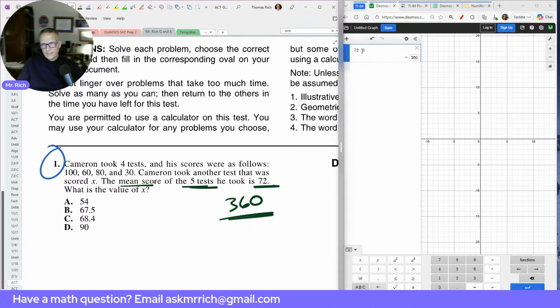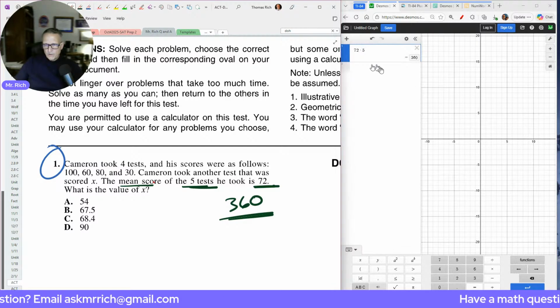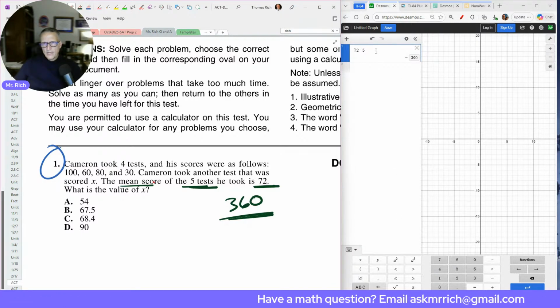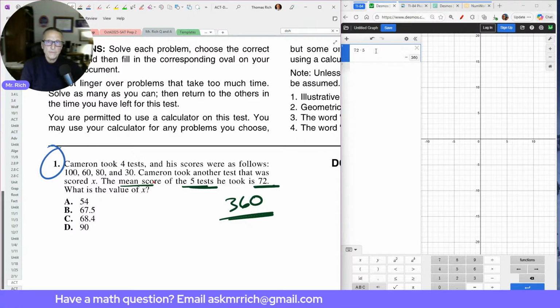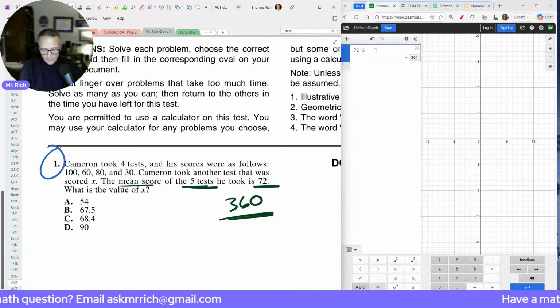Now, how did I get the times? Well, I don't really use their keyboard down here. I'm using my keyboard on my computer to type the numbers and also to type the multiplication symbol, which happens to be Shift 8 on a standard keyboard.